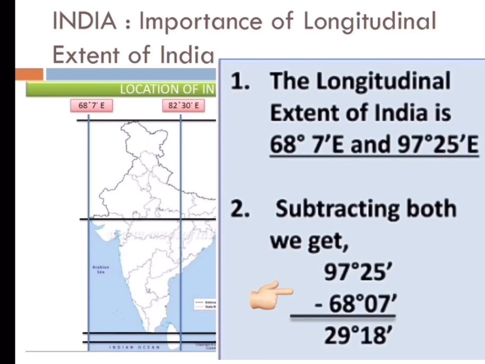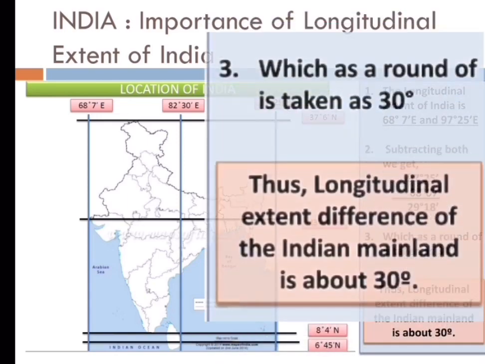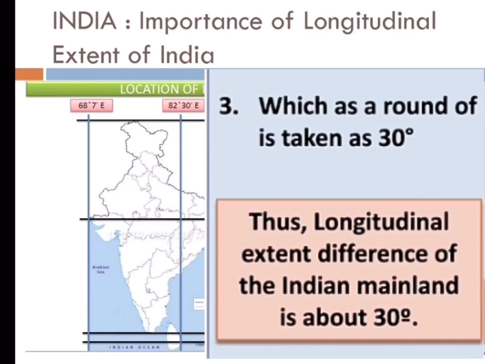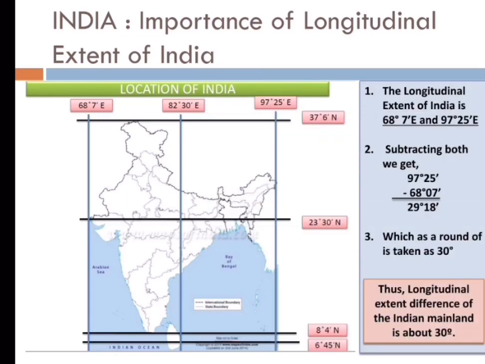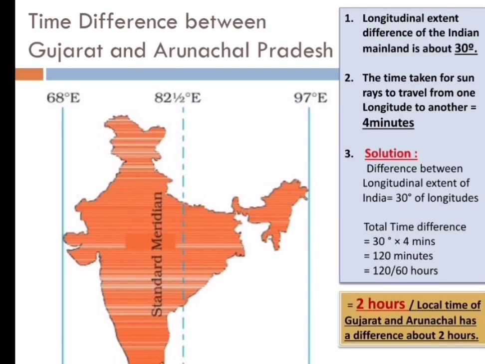Now, as calculation along 29 degrees will be difficult, we take a round figure which gives us an easier calculation, that is 30 degrees. So the longitudinal extent of India has a difference of about 30 degrees. If you do the subtraction for the latitudinal extent, you will almost get the same answer. So we always say that the difference between the longitudinal extent and the latitudinal extent of India is approximately 30 degrees. Now what do we do with this 30 degrees? The extent difference of 30 degrees between both the longitudes gives us an idea that there is a time difference as well. How? Let's have a look.